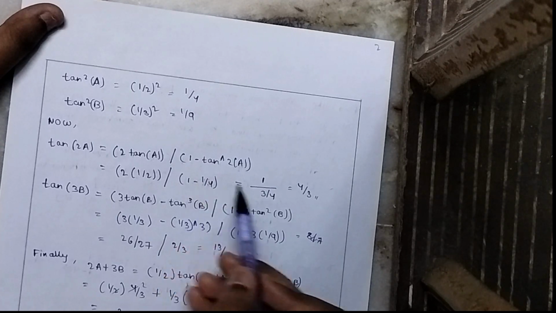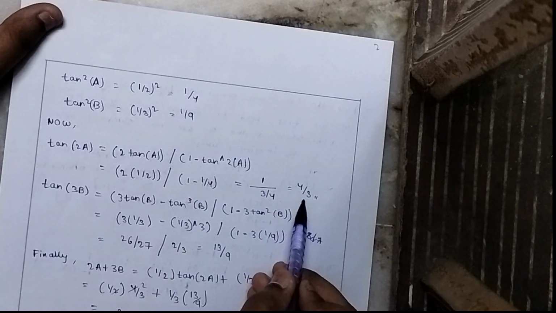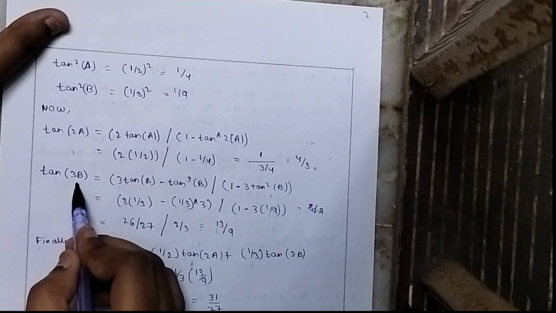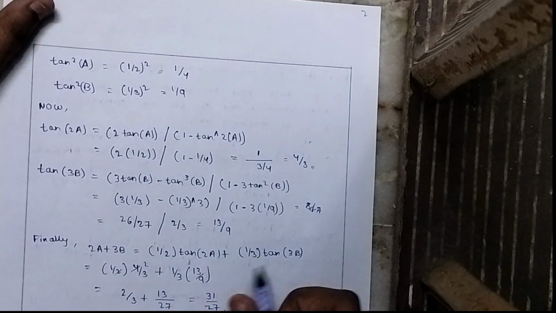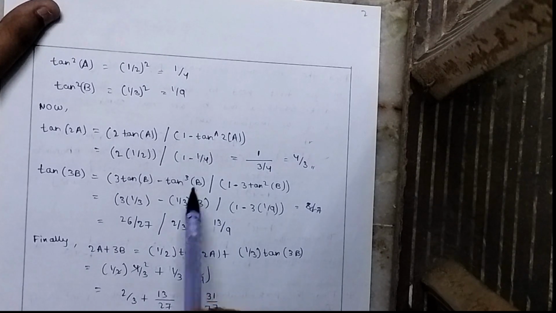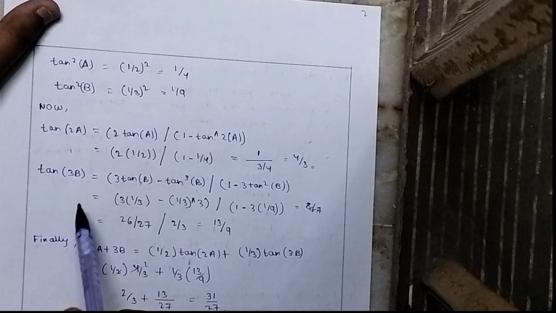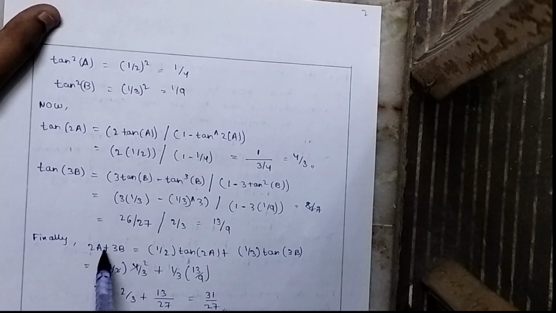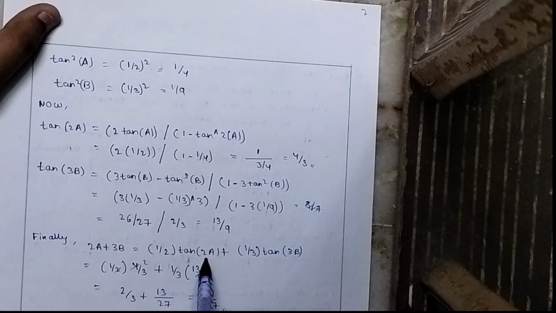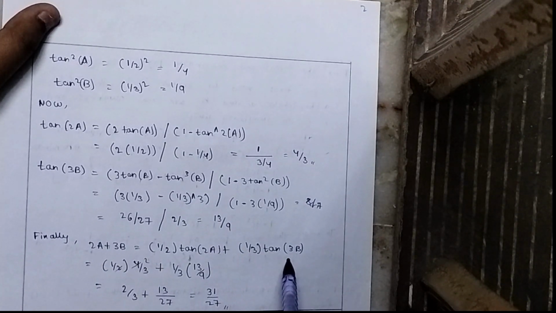1 minus 1 by 4 equals 3 by 4, that means 4 by 3. Now tan 3b. The tan 3b formula is (3 tan b minus tan cube b) by (1 minus 3 tan square b). Substituting these values here, we get the value of tan 3b as 13 by 9. Now ask for 2a plus 3b.